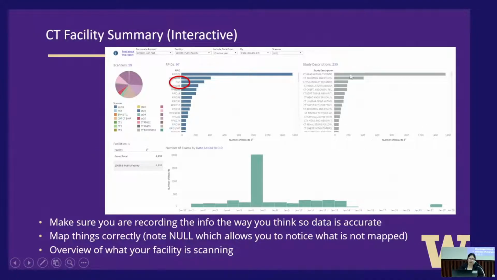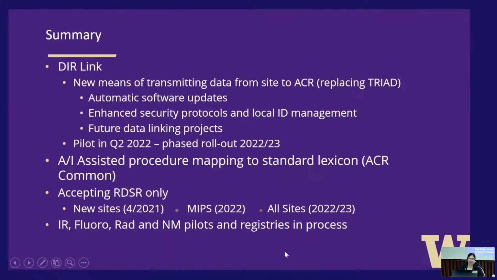This gives you a really good idea if everything is mapped really well, and you have to periodically check. Mapping is not a one-time thing and you're done. You probably want to keep checking periodically that you don't have any null exams if you have introduced any new protocol names or series descriptors.